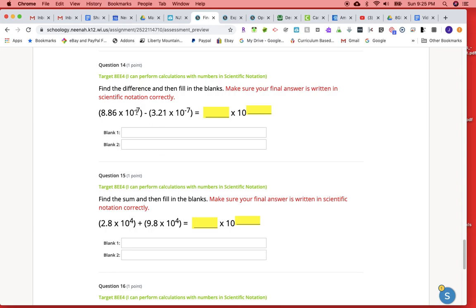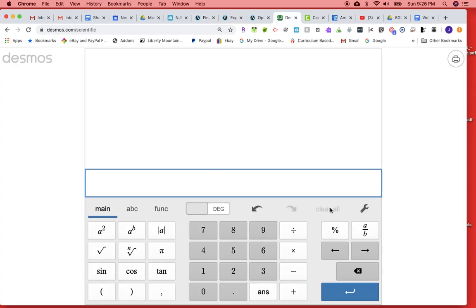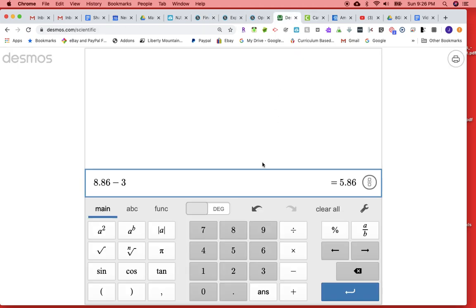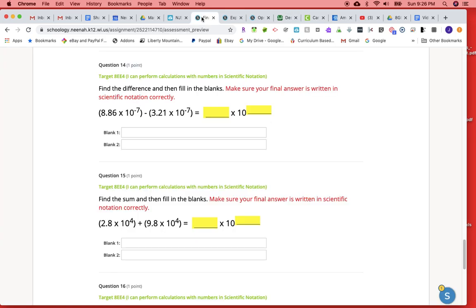So being that our exponents are both negative 7, we're just going to subtract our two coefficients. So 8.86 minus 3.21. 8.86 minus 3 is 5.86, minus 0.21. And we get 5.65. Then our answer, like it said, we just keep our exponent of negative 7. We make sure that this is in correct scientific notation, and it is.